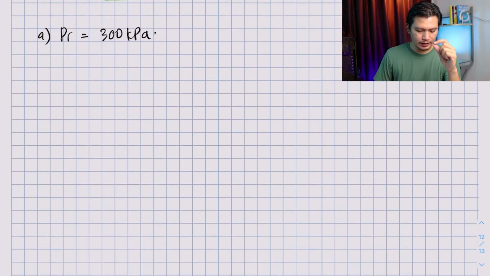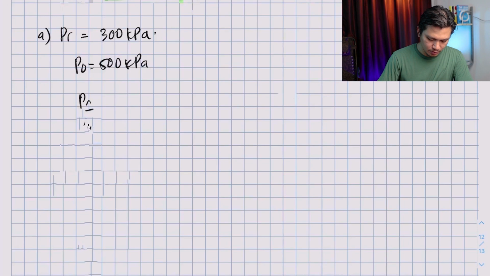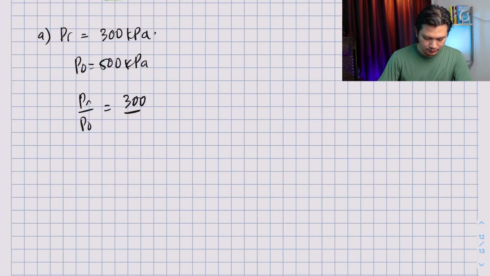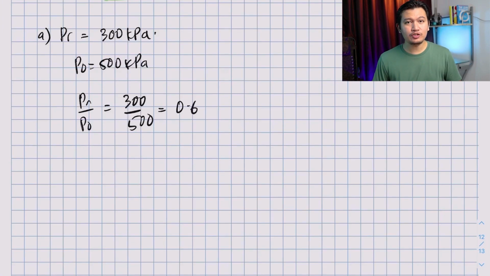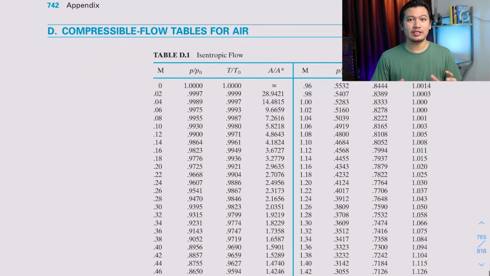When we know that the pressure is 300 kilopascal, what we need now is the Mach number. And we know that P0 is 500 kilopascal. So basically, PR divided by P0 is 300 divided by 500, which gives you 0.6. Now let me show you what the isentropic flow table looks like. Depending on your reference, for example, I'm using the Potter Introduction to Fluid Mechanics book, and this is what I find in the appendix of this book.